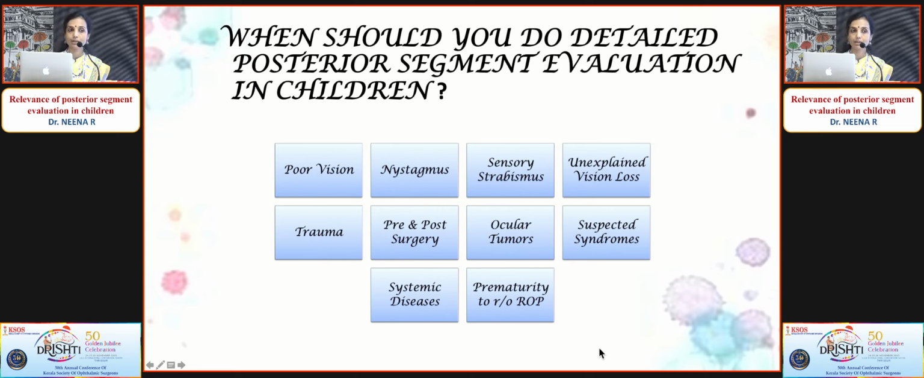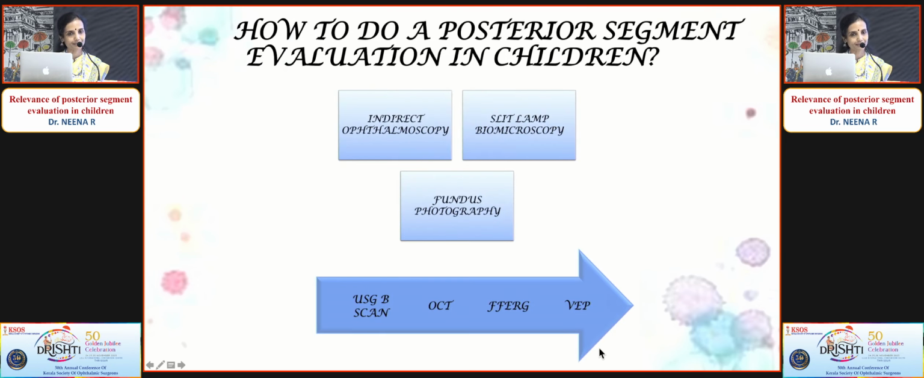When you're suspecting ocular tumors, suspected syndromes, which are referred by a pediatrician or a neurologist to you to look at the fundus and give them inputs, and systemic conditions. So these would be a bunch of conditions in which you would definitely have to sit down and do a detailed examination. How to do a posterior segment evaluation?